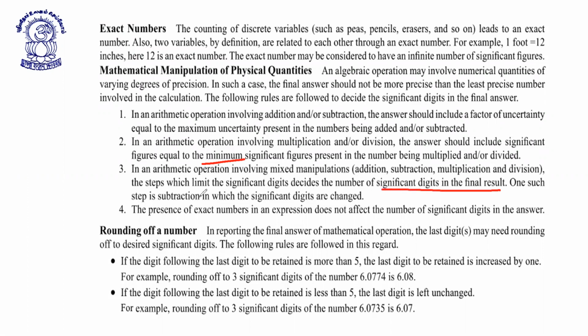One such step is subtraction, in which the significant digits are also changed. So the same way here also. For addition, multiplication, subtraction, and division, we have to follow the same. Next, fourth point. The presence of exact numbers in an expression does not affect the number of significant figures in the answer. Next, how to round off a number.